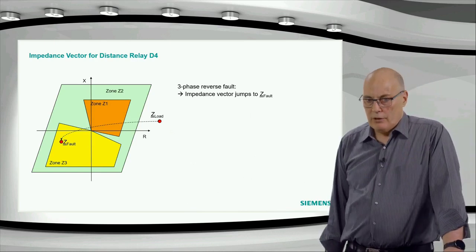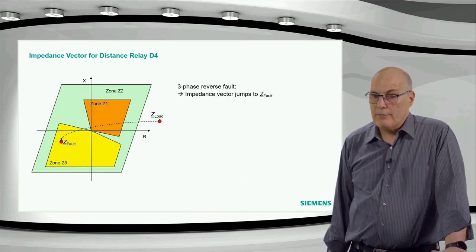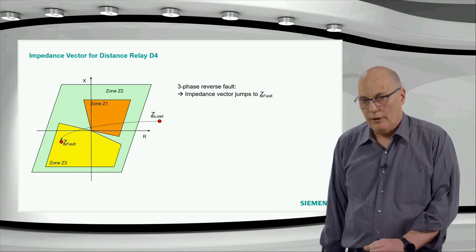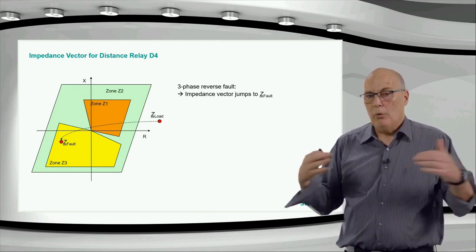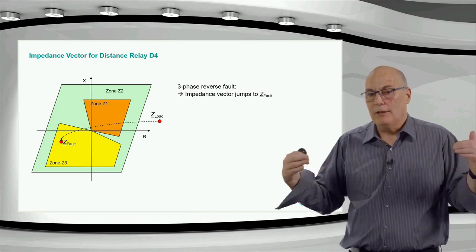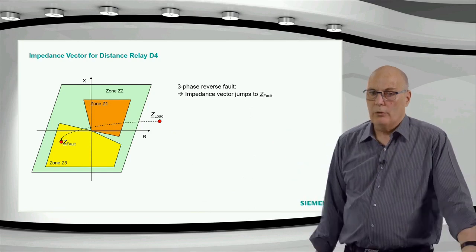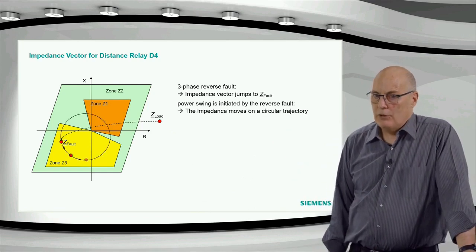Then you jump to the reverse fault. Okay, and then this reverse fault stays on, and now the voltage on that bus bar, that transformer connected bus bar, is dropping. And remember what happens if voltage drops, the transmission system can no longer transfer the power, and the angle is going to increase. We're going to go into a power swing condition. So we jump onto a circle.